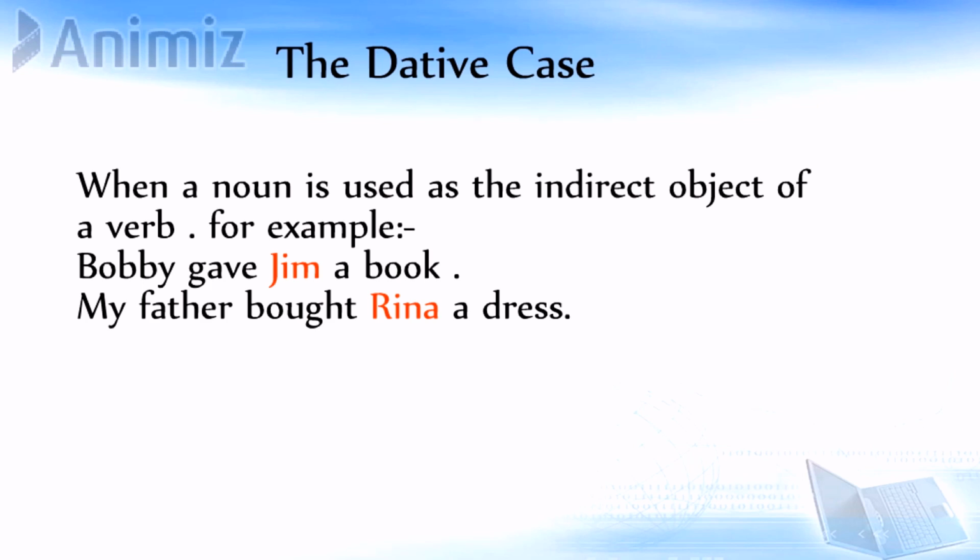Next example, my father bought Reena a dress. In the same way, now frame the question with what. My father bought what for Reena? A dress. So, a dress is the direct object, and for whom? Reena. It is the indirect object. So, Reena is dative case.